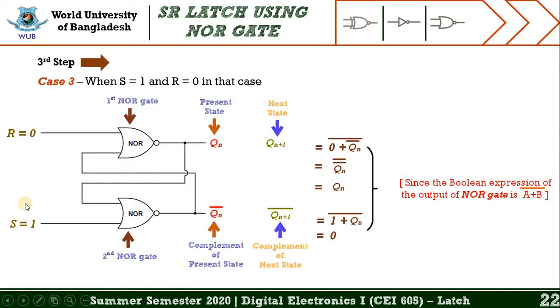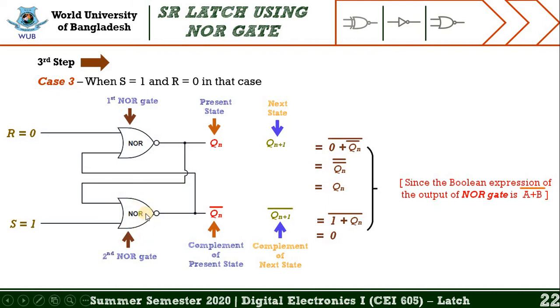And if you look, you may find in the next state equation, which is 0 OR Qn bar, whole bar, we get Qn double bar. And according to Boolean algebra, if an element has a double bar, then they cancel each other, and we get only that element, which is Qn.